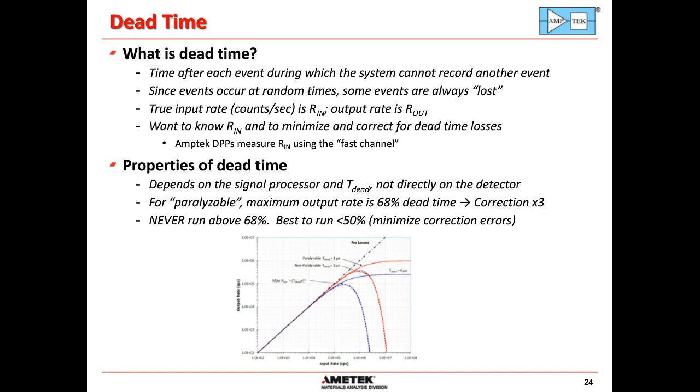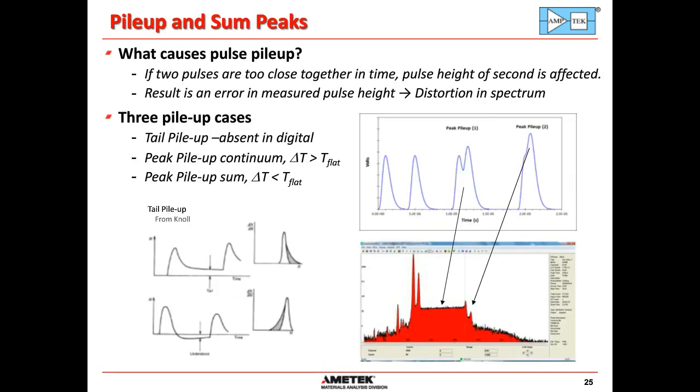Pileup occurs when pulses are too close together in time and the pulse height of the second gets affected. The result is an error in the measured pulse height, so a distortion in the spectrum. The plot on the upper right shows some sketches, cartoons of pulses, showing how they pile up.